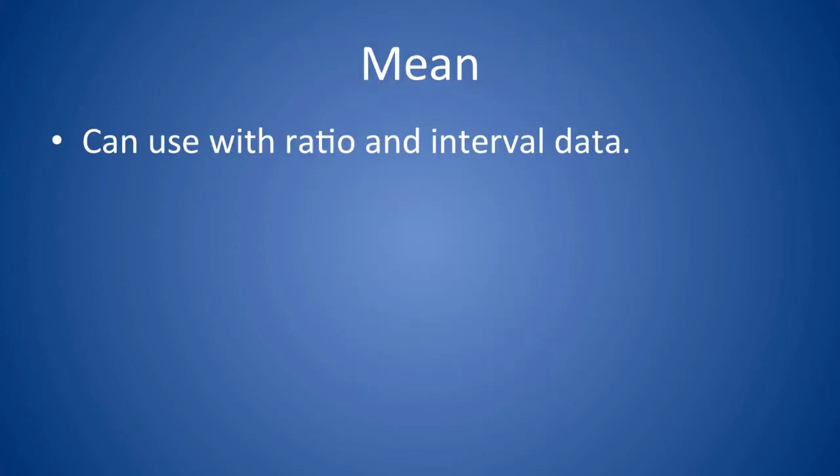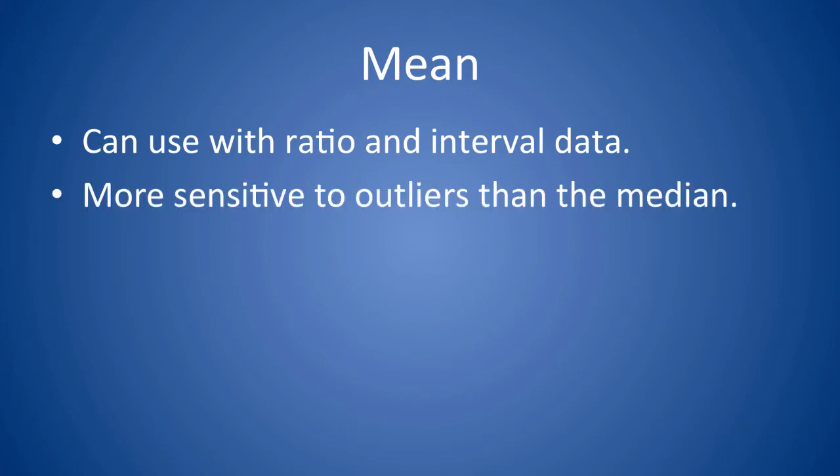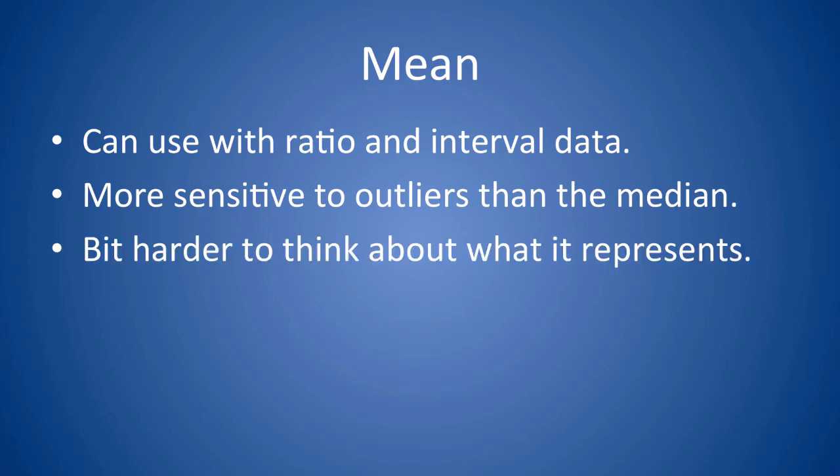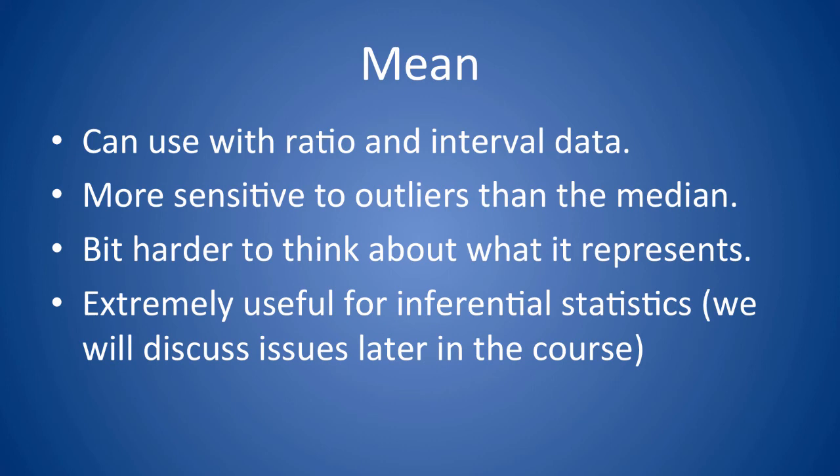The mean can be used with ratio and interval data. For the mean to work, the differences on the scale of interest need to be consistent with each other. It won't work with purely ordinal data. As you've heard, the mean is sensitive to outliers and more sensitive to outliers than the median. It's a little bit harder for a lot of us to think about what it's representing. It's certainly very easy to think about what the median and the mode represent. And the mean is very, very useful for inferential statistics, which we'll be discussing much later in our course together.